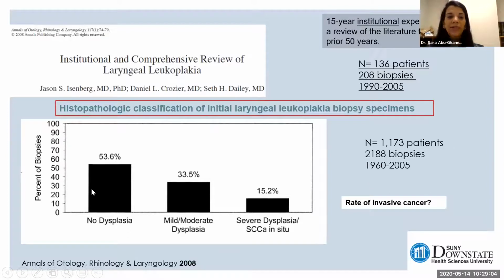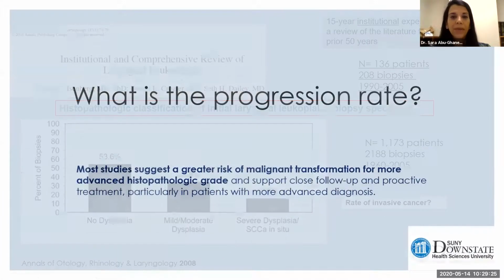What they found is that if you take pathology of this leukoplakia lesion, 50% of it will not show any dysplasia or anything like this. 33% will be found with either mild or moderate dysplasia, and 15% with severe dysplasia or carcinoma in situ. I couldn't find the rate of invasive cancer just based on leukoplakia.